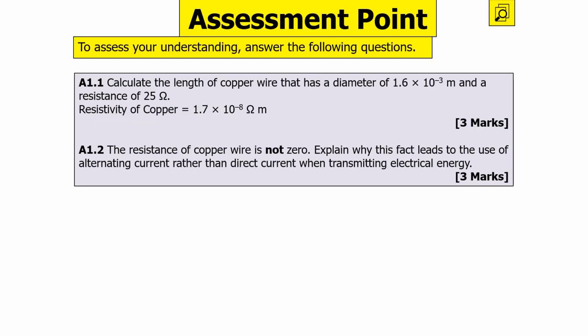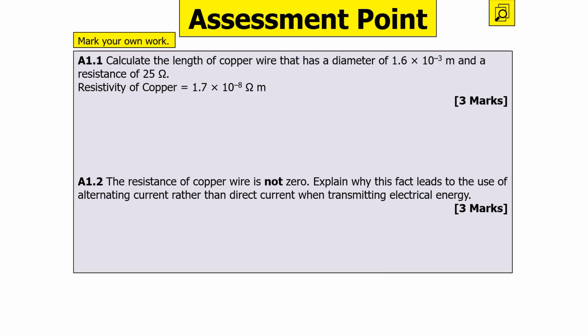The next question says, calculate the length of the copper wire that has a diameter of 1.6 times 10 to the minus 3 meters and a resistance of 25 ohms. The resistivity of copper is 1.7 times 10 to the minus 8 ohm meters. Then the resistance of copper wire is not zero. Explain why this fact leads to the use of alternating current rather than direct current when transmitting electrical energy. So pause the video now, then unpause the video when you want to go through your answers.